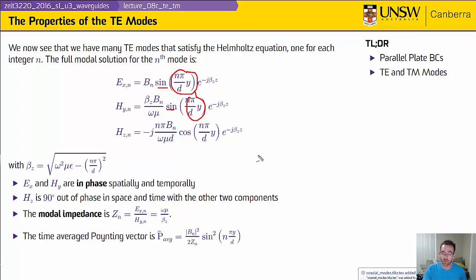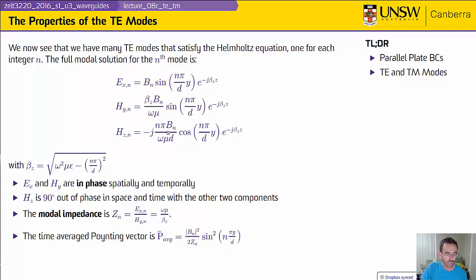However, the z component of the magnetic field is 90 degrees out of phase with the other two. Both in space, right, because the z component varies as a function of cosine instead of sine, so that's a 90-degree phase shift. And in time, because the z component of the field has this minus j, and we know that when we convert that back into the time domain by multiplying by e to the j omega t and taking the real part, that multiplying by j is a 90-degree phase shift.